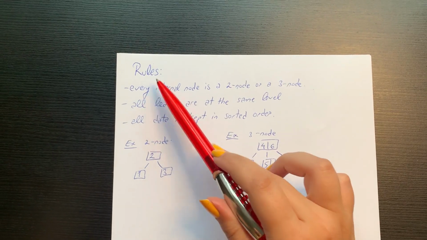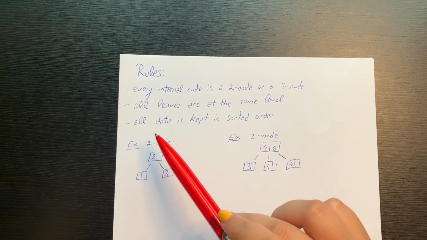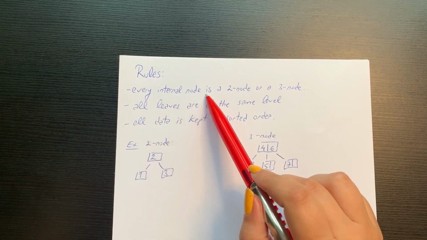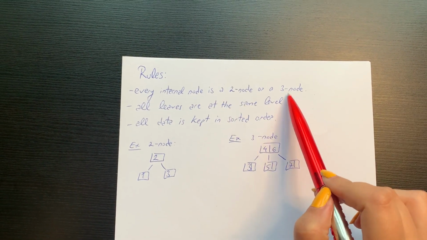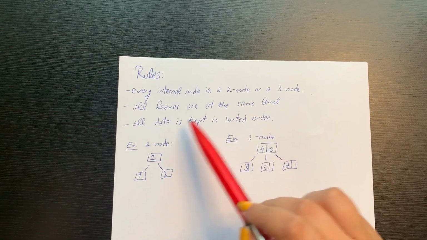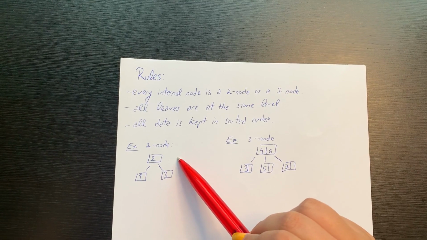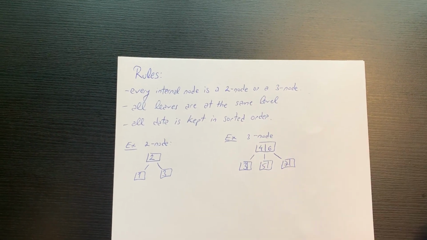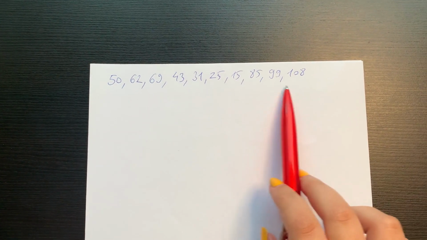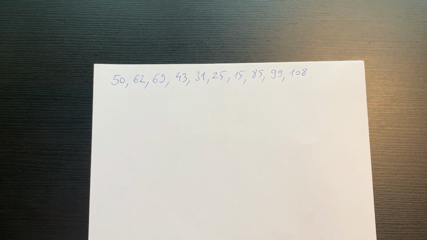All right, so here are some rules when it comes to inserting into a 2-3 tree. So every internal node is a 2-node or a 3-node. All leaves are at the same level and all data is kept in sorted order. So here's an example of a 2-node and here's an example of a 3-node. All right, now let's try to insert these following numbers into a 2-3 tree.